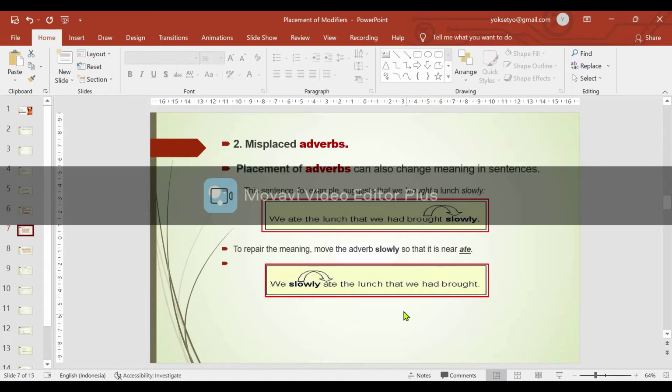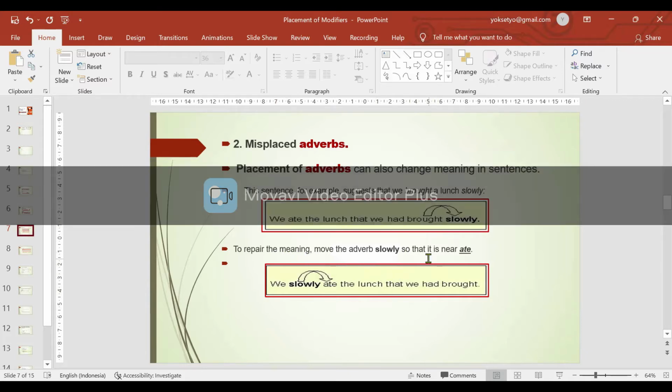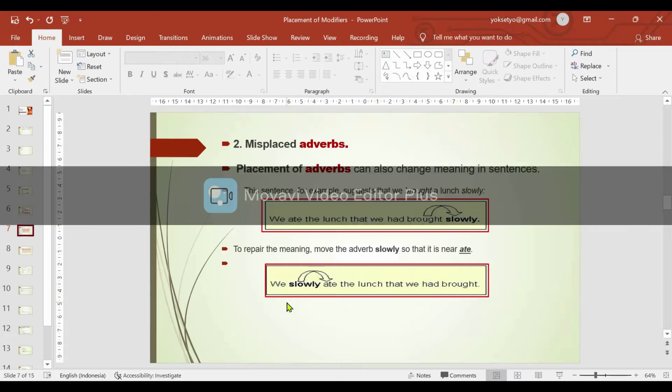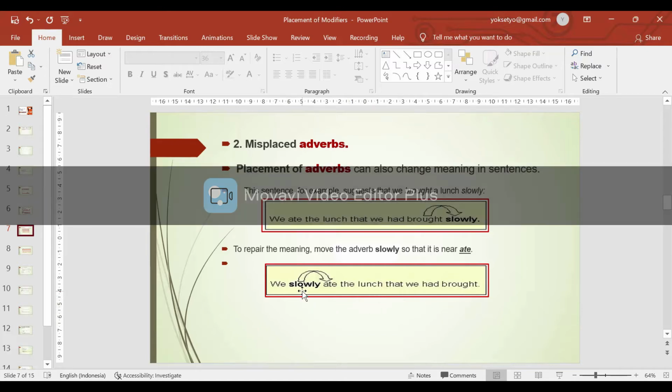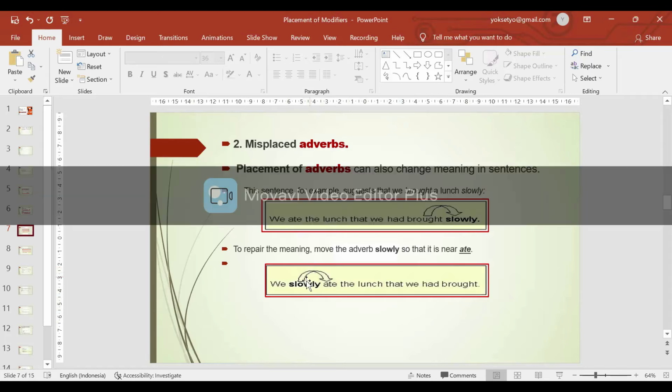But actually, the intended meaning of the writer is not like that. So to repair the meaning, please move the adverb slowly so that it is near the word add, right? So the correction will be, we slowly add the lunch that we had brought. Or you can also write, we add slowly the lunch that we had brought. So in this case, slowly modifies the verb add, right? So that is the examples of misplaced adverb.